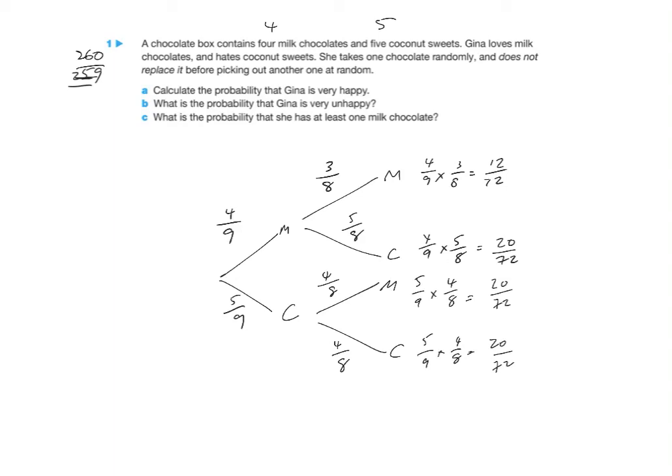So I'm assuming that means that she gets milk chocolate followed by milk chocolate, because if she got 1 coconut sweet, she'd be unhappy. So I'm going to say that this one here is the answer to A. Probability that Gina is very unhappy. Well, 2 coconut sweets would make her very unhappy, so I'd say it's that one there. And what's the probability that she has at least 1 milk chocolate? Well, it's going to be those 2 added together to give 40 out of 72.